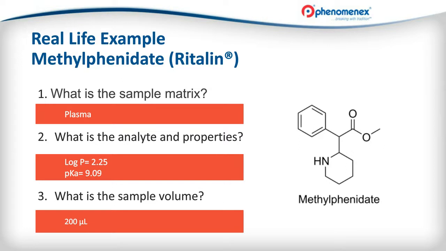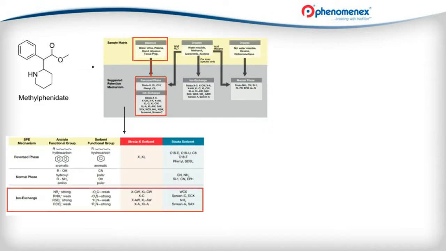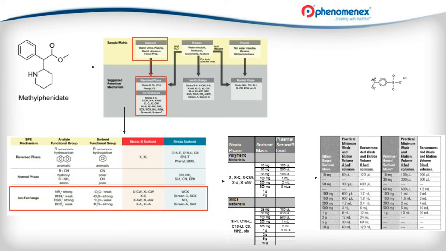So we have this lovely choose-your-own-adventure guide. It's present in our catalog. It's also in a couple of technical notes on the website. But in following this decision-making tree, you can understand which phase to pick and ultimately work up to a starting SPE method. So again, aqueous-based sample, this means, remember, it's plasma. This means we're going to be doing reverse phase or ion exchange. We know that we have something ionizable, so we are going to do ion exchange. Based on the fact that we're working with 200 microliters of plasma, this means that we're going to be using a 30 milligram cartridge. And then from this, we can actually determine how much solvent we need to wash with.